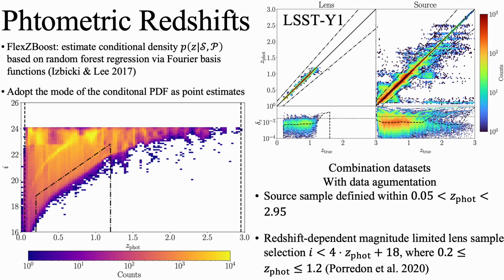Subsequently, we train our photometric redshift estimator on the combination datasets using FlexZBoost, which decomposes the conditional redshift probability density into a Fourier basis and uses random forest regression to infer the corresponding coefficients. We then take the redshift at the density peak as our point estimate and define the lens and the source samples accordingly. In the right-hand panel, the comparison between photometric and true redshifts exhibits excellent agreement for the combination datasets, proving the robustness of the regression.